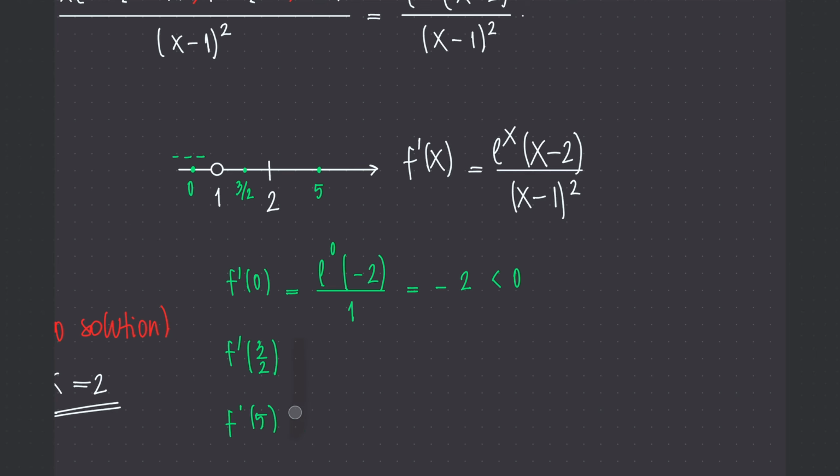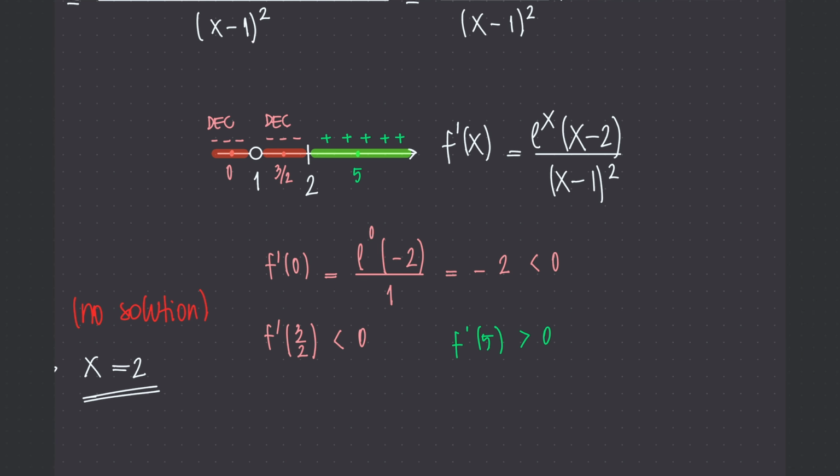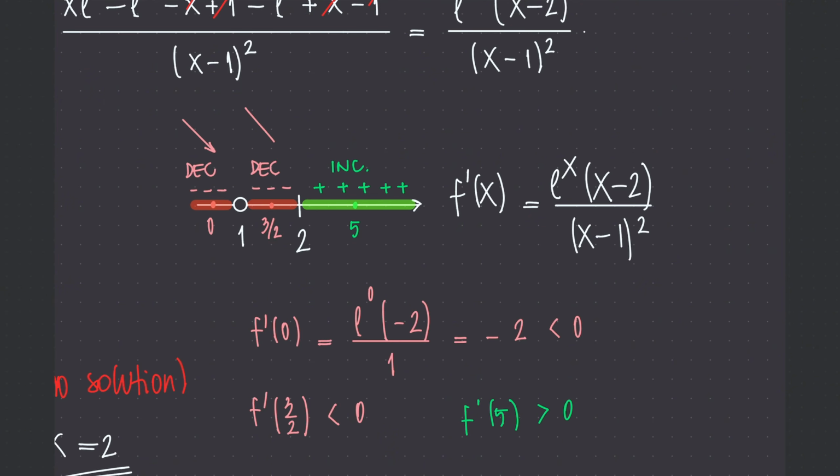And if you do the same thing with 3 over 2 and 5, you find a negative value and a positive one, which means that over here the function is decreasing and over here the function is increasing. So color coding, this is what we have. I'll place these intervals in our graph as well. So negative infinity to 1 and also 1 to 2. These are our decreasing intervals, and increasing from 2 to positive infinity. Given that at 2, the function goes from decreasing to increasing, we have a local minimum.